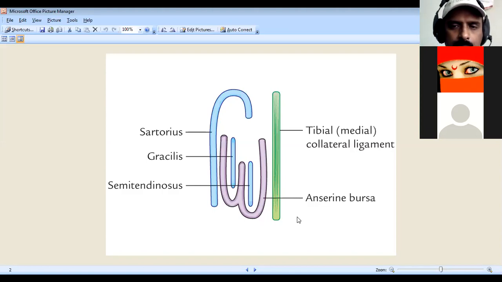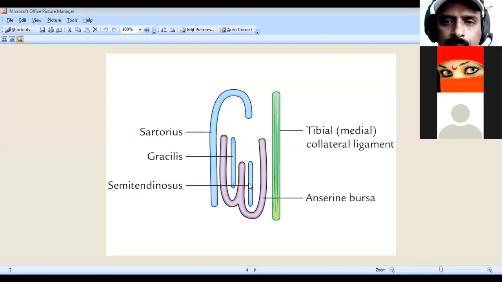What is a bursa? Bursas are lubricating mechanisms provided at the sites of friction to prevent the usual wear and tear. So that is what we call a bursa. Here we have the Pes Anserinus bursa in the tibia, where there is the insertion point of the sartorius, gracilis and semitendinosus. That you have to remember. So this is all about the Pes Anserinus bursa.